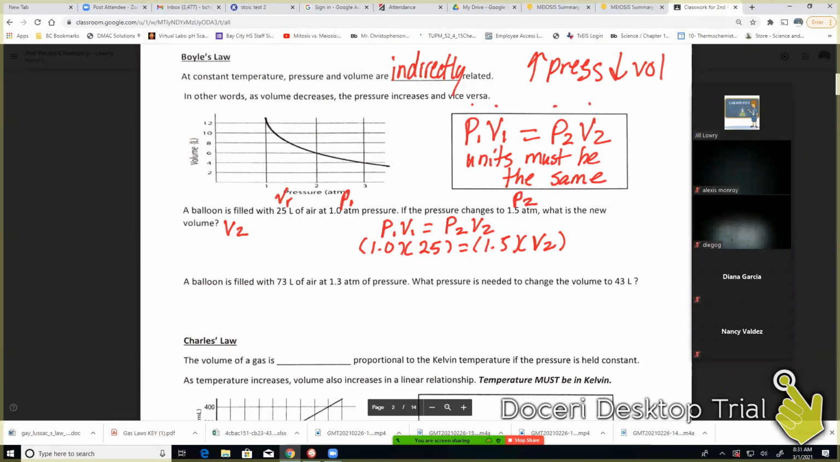All right, so there's your setup. I need to solve for V2. That has to be by itself. So that means I need to get rid of 1.5. So I divide it by 1.5 over here and 1.5 over here. This cancels out, and this is what I would put in my calculator, all of that little bit. 1 times 25, that would be your top. Get yourself an answer and then divide by 1.5.